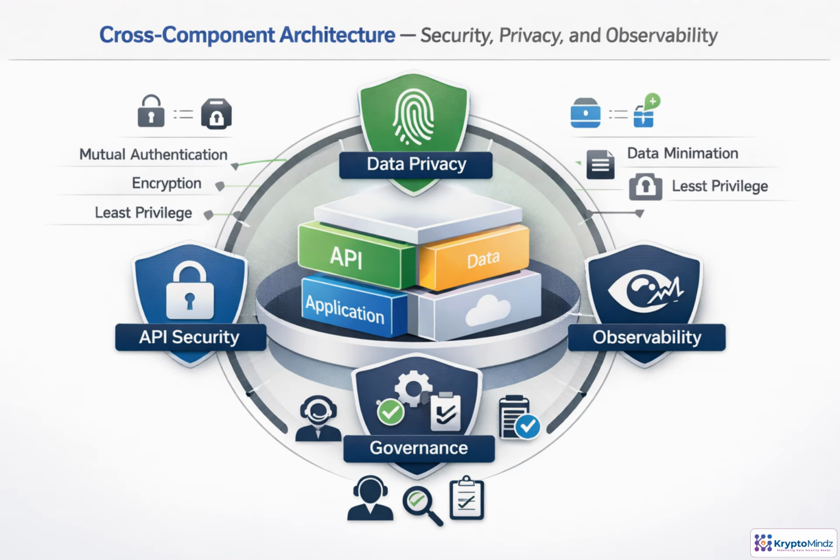Now step back and view this architecture as secure, private, observable, and governed by default. Every API call assumes zero trust. It's mutually authenticated, encrypted, and limited to least privilege. Every data element follows privacy rules. Only what's needed for a clear purpose, kept only as long as required. Every workflow is observable, traced, logged, metered, and alerted. And every component has an owner who is accountable for operations, incidents, audits, and change control.